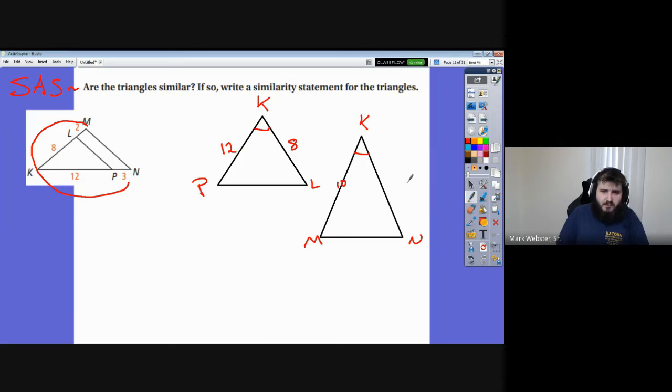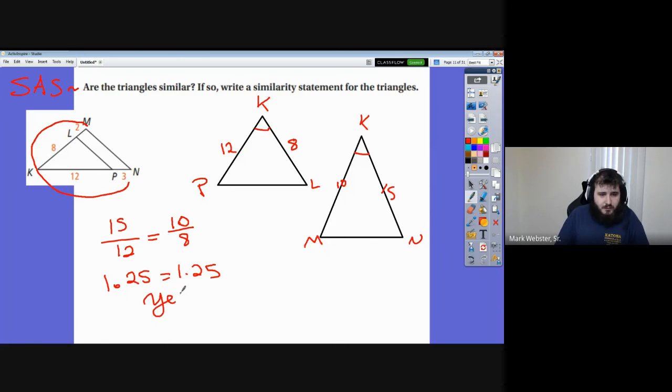KN is 15. So once again, make sure you're putting the big one with the big one and the small one with the small one, right? So 15 over 12 needs to be the same as 10 over 8. And if we do this, we get like 5 over 4. We get 1.25 equals 1.25. So yeah, right? Are they similar? Yes. By side, angle, side. We only have two sides, but we have the angle pair in between.